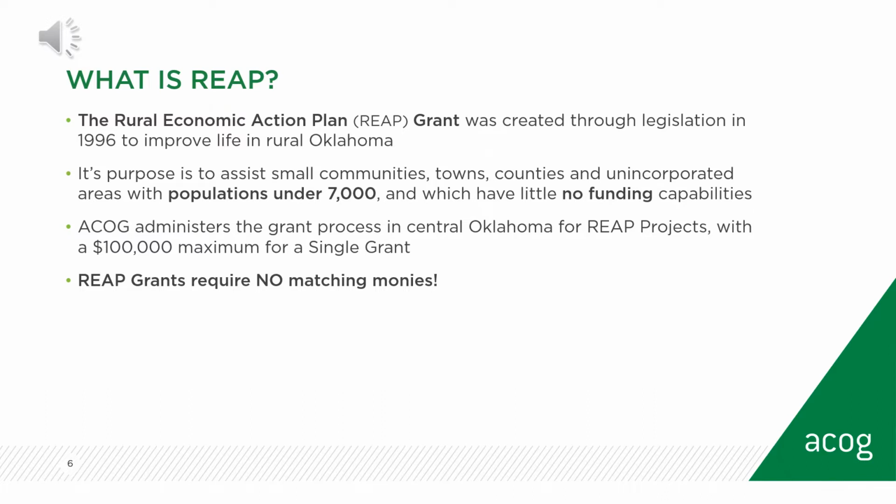The most attractive characteristic of REAP grants is the fact that they do not require matching funds. REAP was created through legislation in 1996 to improve life in rural Oklahoma. REAP grants assist small communities with populations under 7,000 who have little or no funding capabilities. A REAP grant can award a maximum of $100,000.